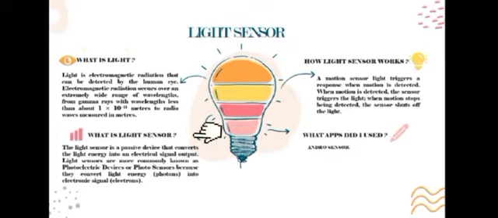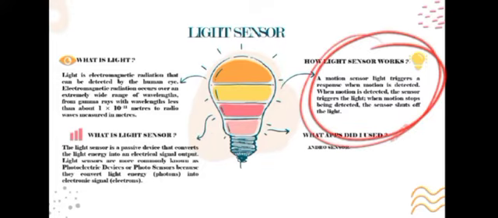So what is a light sensor? The light sensor is a passive device that converts light energy into an electrical signal output. Light sensors are more commonly known as photoelectric devices or photosensors because they convert light energy into an electronic signal, that is photons to electrons.